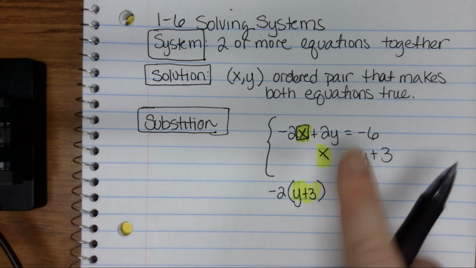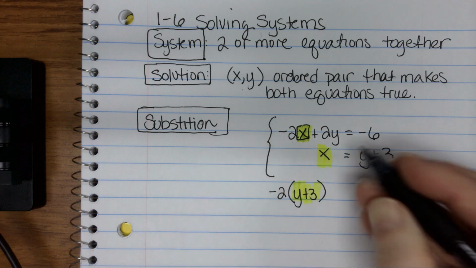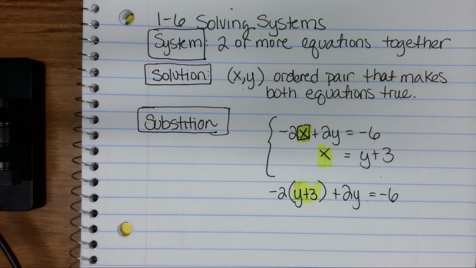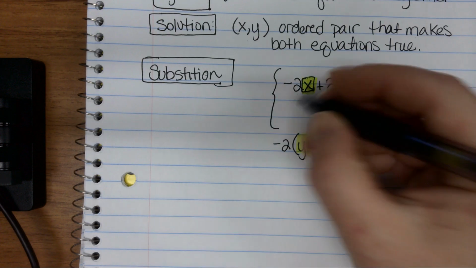Now we keep going. That was my substitution. Plus 2y equals negative 6. Now I have an equation that just has one variable. Would you continue and solve, please? I'll do it up here, but I'm going to let you do it.